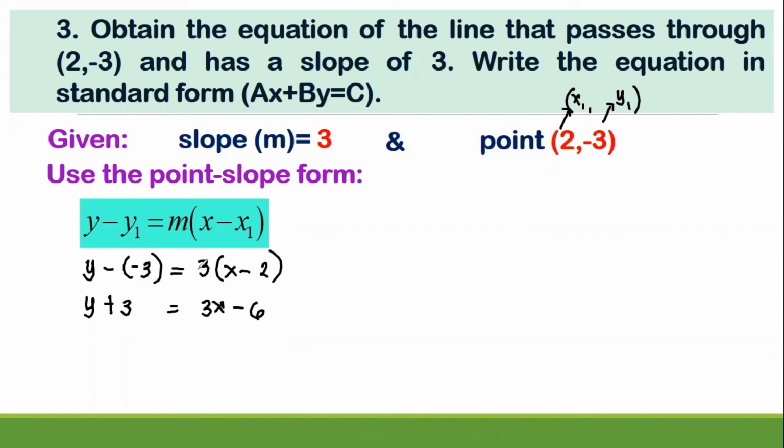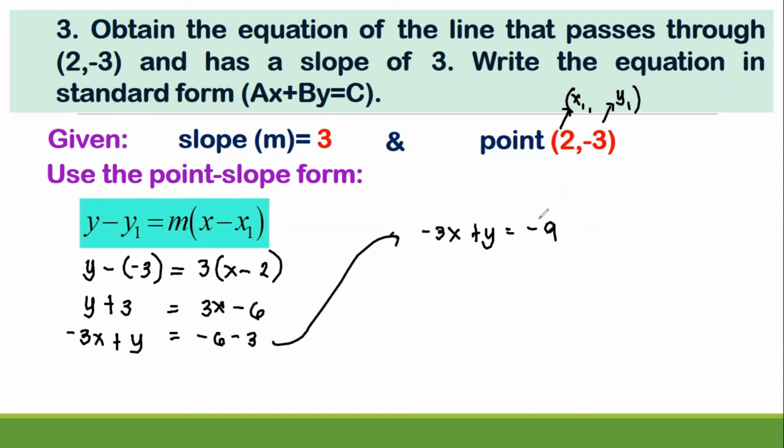And then again, the goal is to express your final answer in standard form, Ax plus By equals C. So we have to transpose. We'll have to move 3x to the left side of the equation. So that will become negative 3x, bring down the y, and then combine like terms, combine your constant terms. So we have negative 6, positive 3 here will become minus 3. Let's write it here. That will become negative 3x plus y equals negative 9. Again, since the leading term here is negative, we have to multiply the whole equation by negative 1.